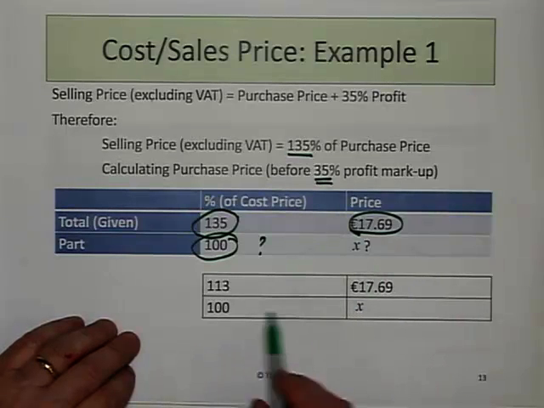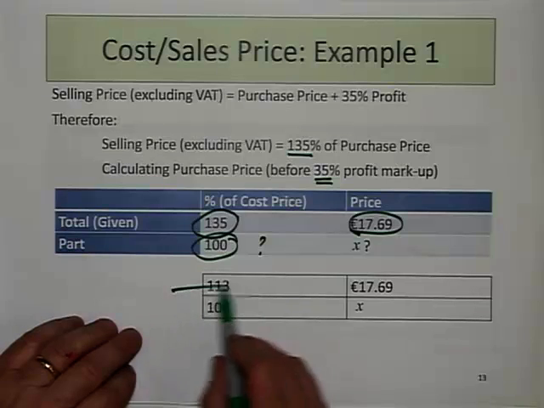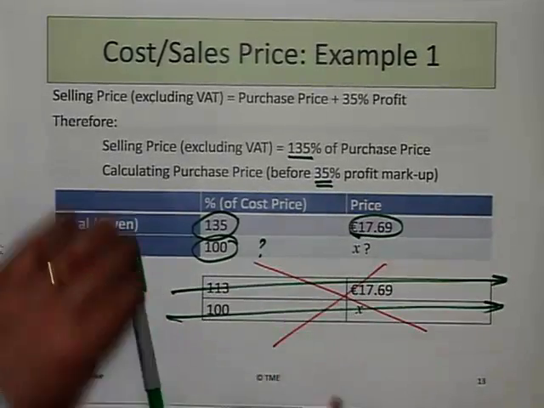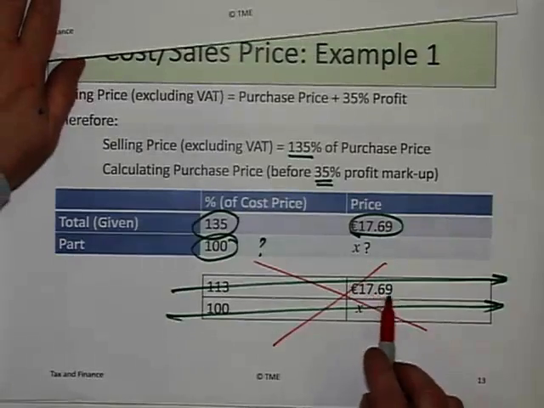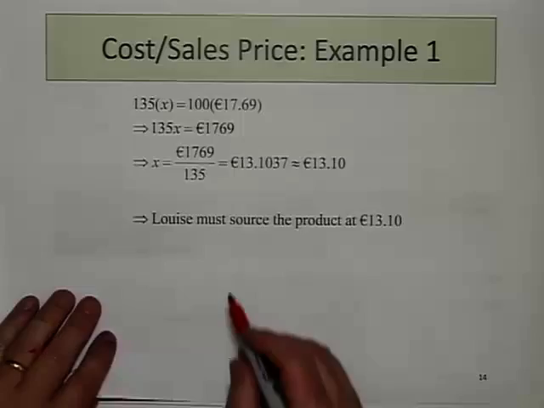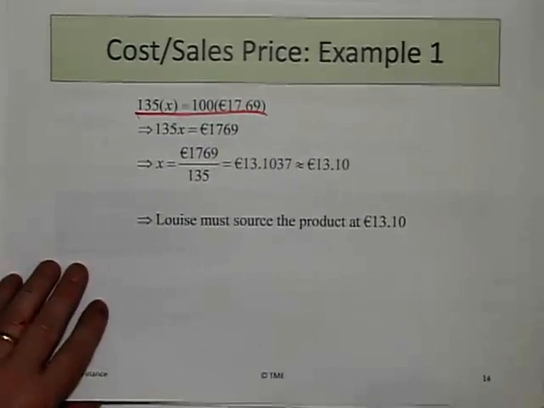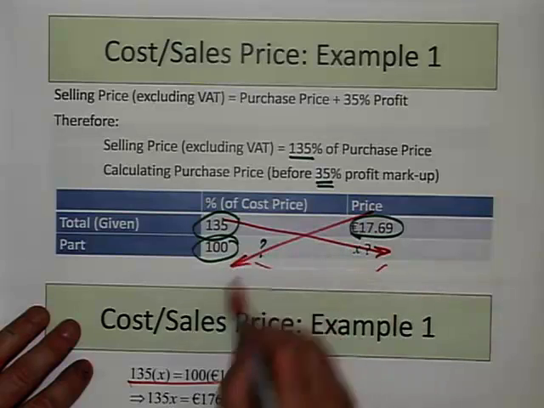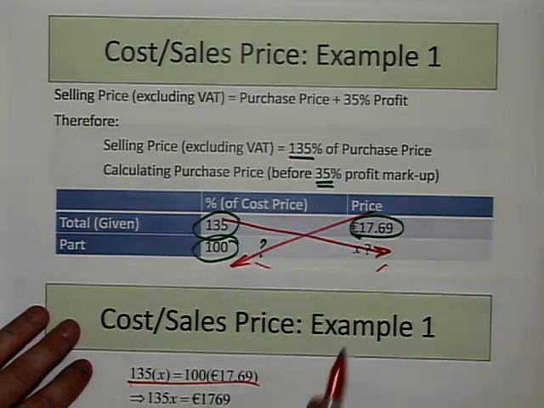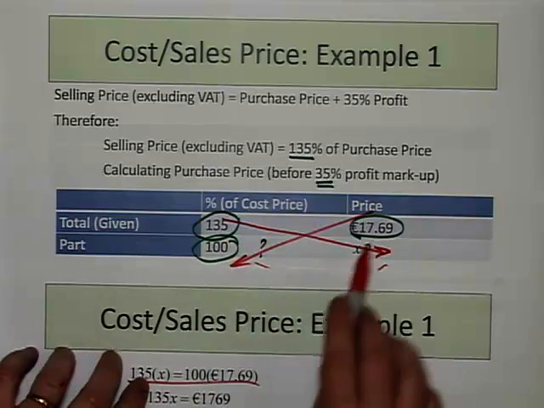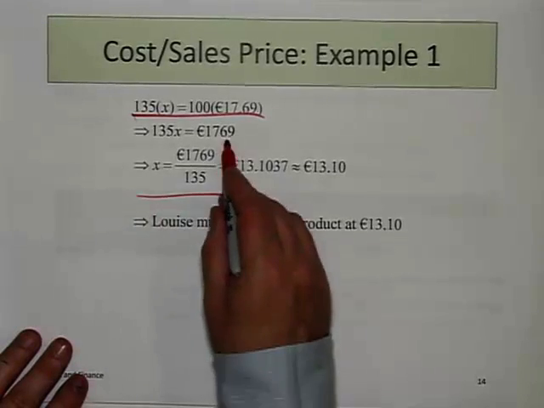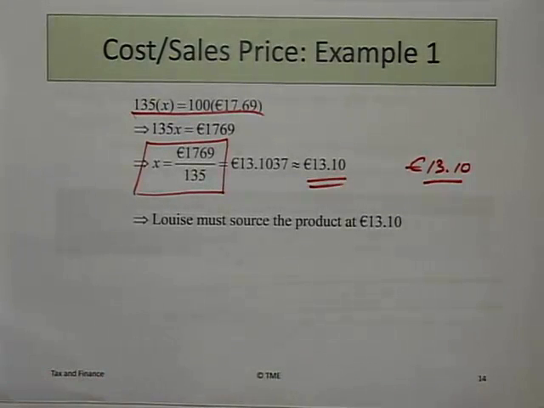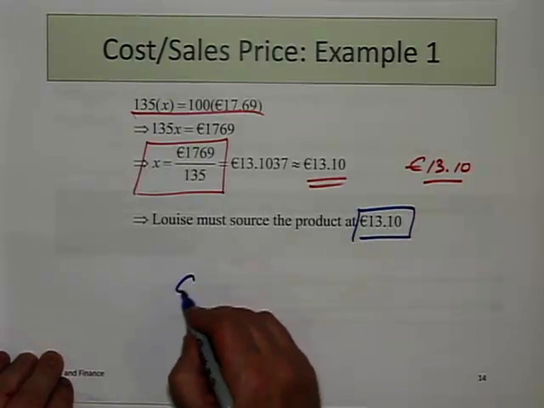Over here, again in a 2 by 2, we say 135 is to 1769 as 100 is to what? Reading horizontally, now we crisscross the multiplications and we say 17.69 times 100 is 135 times x. So that's how we do the calculations. 135 times x is 100 times this. X is 1769 over that, 13.10. So Louise must buy the product at 13.10.